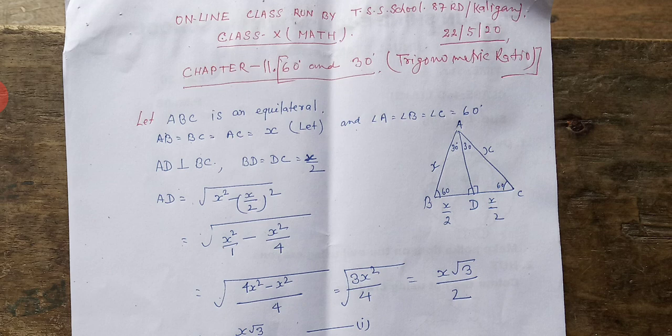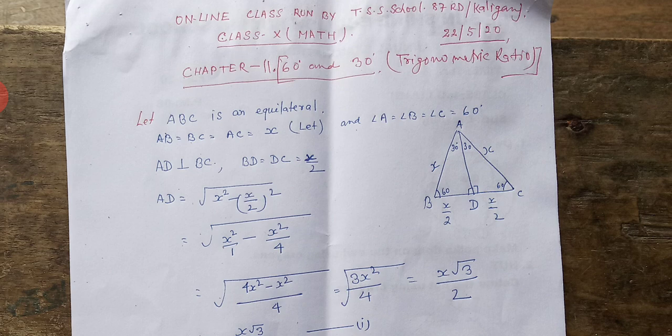AD perpendicular is drawn on BC. BD is equal to DC is equal to x by 2. Now AD is equal to under root x square minus (x by 2) whole square, which is equal to under root x square minus x square by 4.